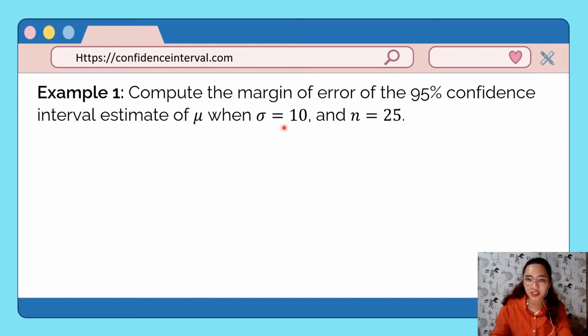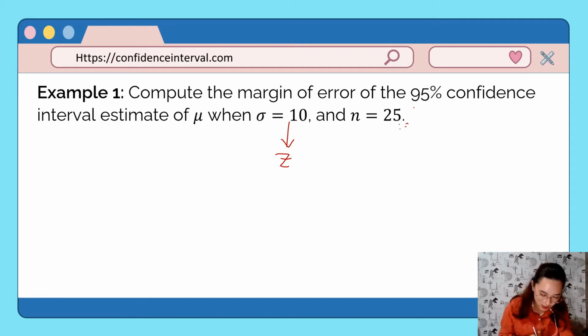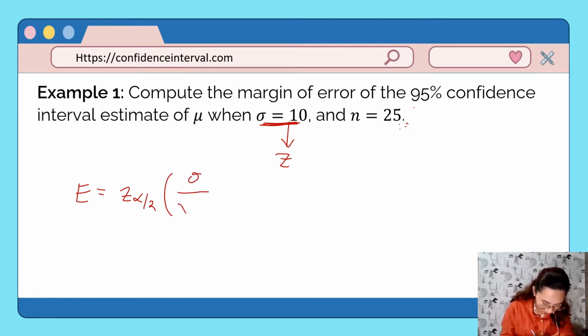Ayan. Sabi po natin kanina, as long as given. Basta given ang population standard deviation, automatic po yan. Automatic na po yan na Z ang gagamitin. Kahit less than 30 pa siya. Okay lang po kasi as long as given na po ang ating population standard deviation. So, ibig sabihin lang po yan, ang ating formula to compute for our margin of error is Z alpha over 2 multiplied by population standard deviation over the square root of n.